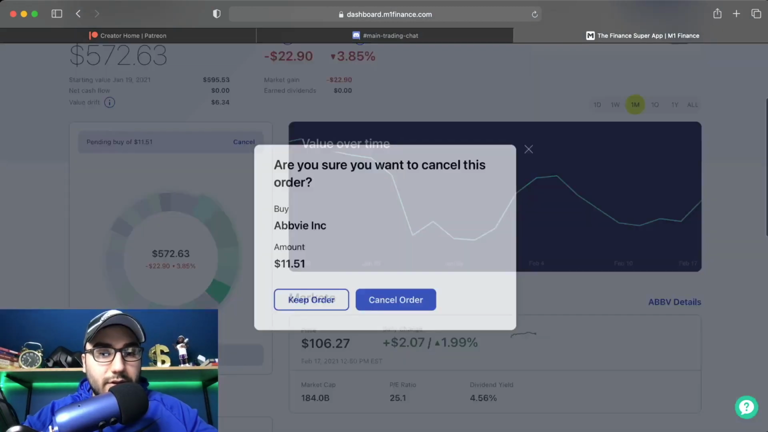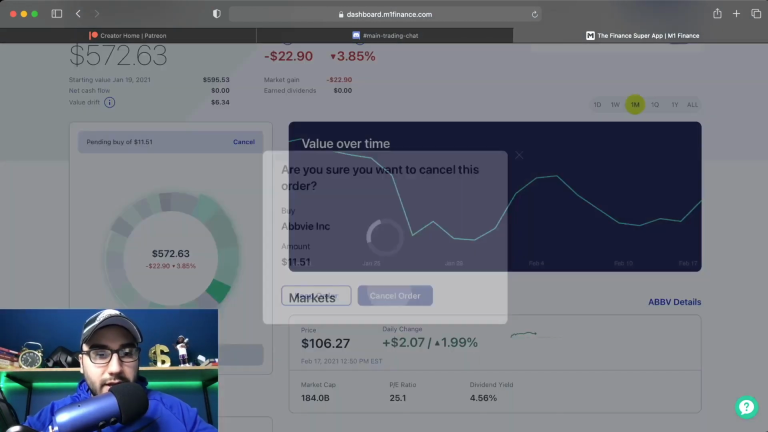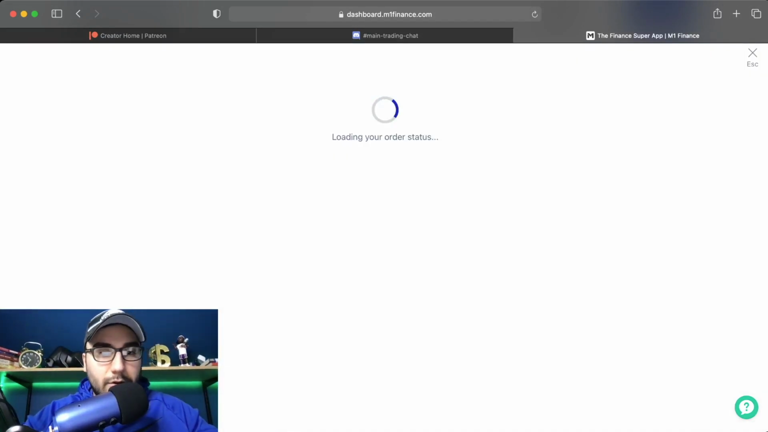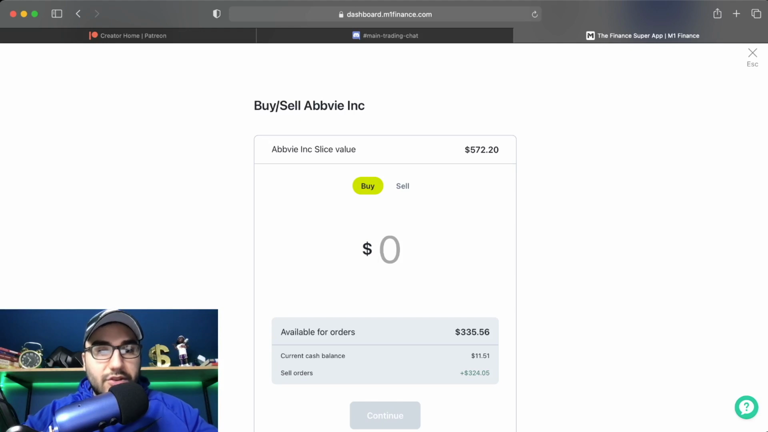So I'm going to cancel this little reinvestment of dividends here. I'm going to cancel that, and I'm just going to rebuy this. So I'm going to show you what I'm going to do here. So buy/sell AbbVie. And by the way, I got paid a dividend today of about $7 from AbbVie, which is awesome from a position that's only $400 or $500, and that's quarterly. And I love that dividend, guys.